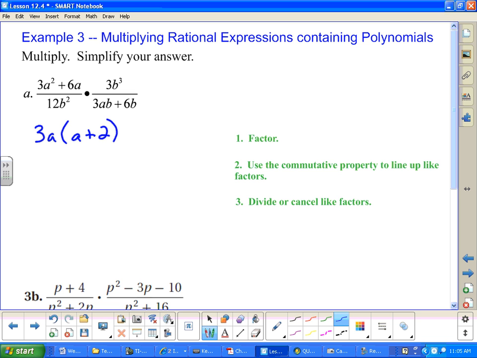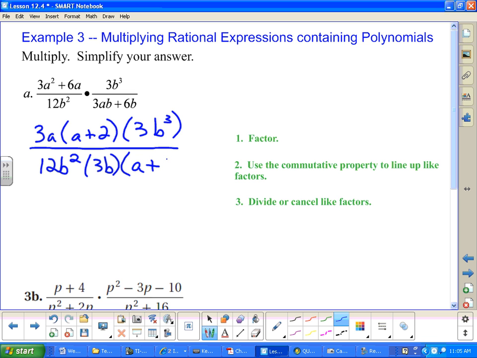And then I also have this 3b cubed, right? In the denominator, we have 12b squared. And how about 3ab plus 6b? Do they have anything in common? Okay, 3b. So I take out the 3b, and I'm left with a plus 2. Now, the most important thing here is, remember when you're factoring, we're always looking, first of all, to see if I can find the greatest common factor, and then we go from there.